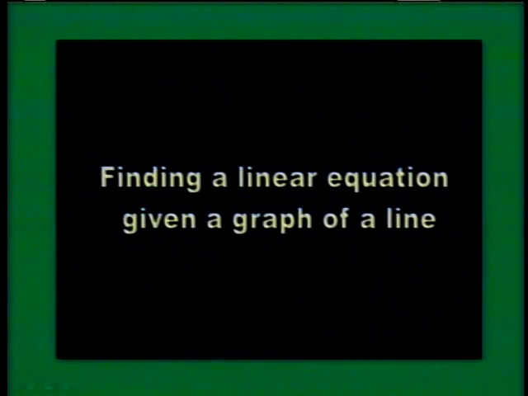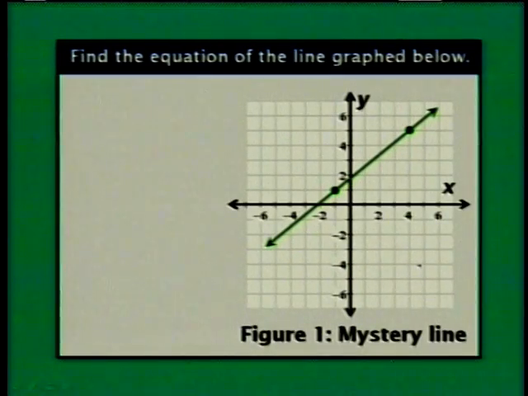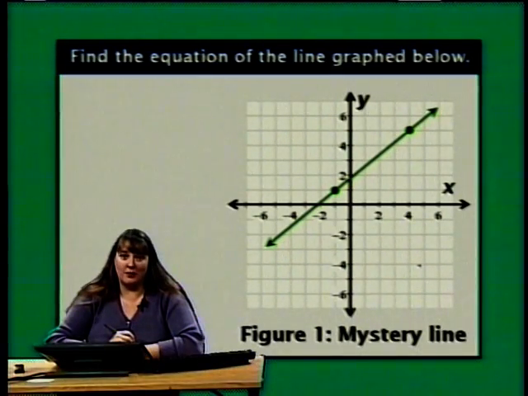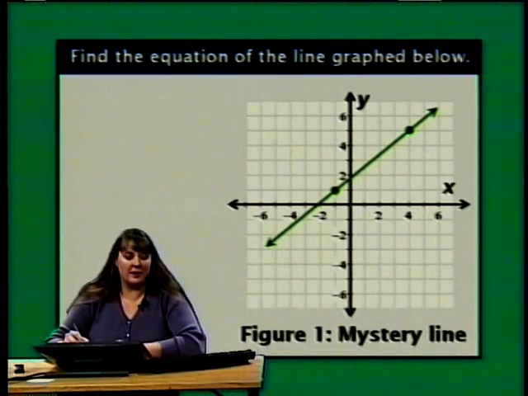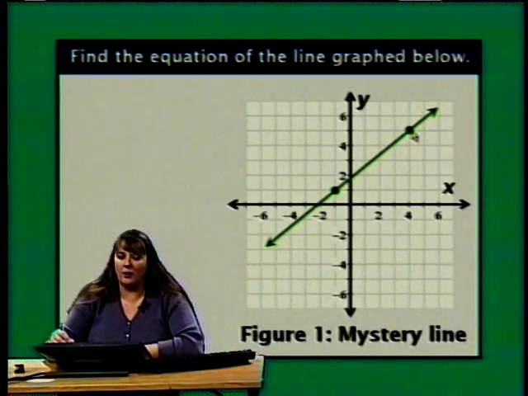So now let's look at finding linear equations given graphs of the line. Here we have a mystery line in figure 1, and we're asked to find the equation of the line graphed below. I'm still thinking about point-slope form, which we have just developed. I have 2 points that I can see on the line. Looks like -1, 1 and 4, 5. I can use either one of those points in point-slope form.